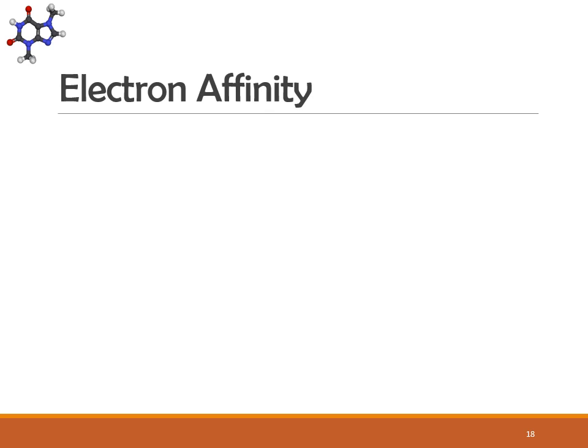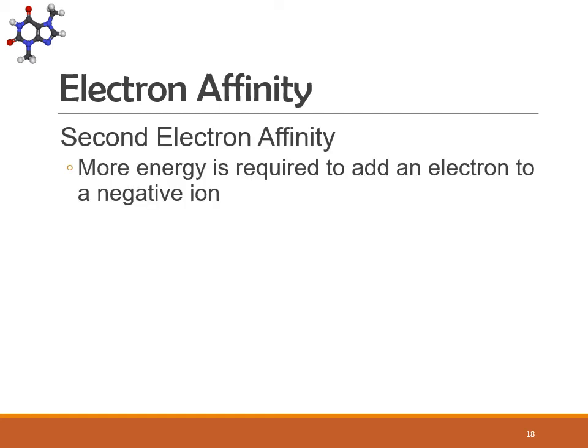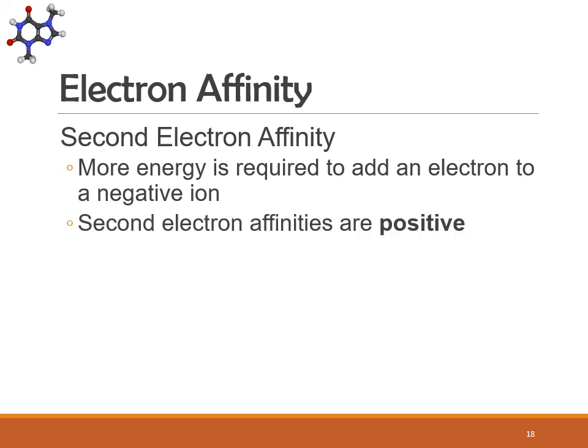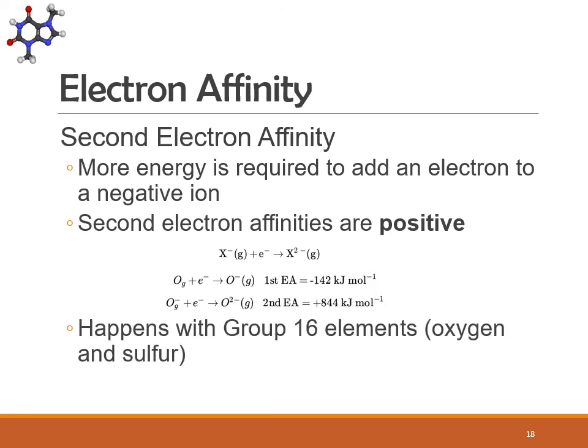When an atom accepts its second electron, more energy is needed. This is a common trend for group 16 elements, such as oxygen and sulfur. The second electron affinity is an endothermic reaction. More energy is required to add an electron to a negative ion. So, second electron affinities are positive.